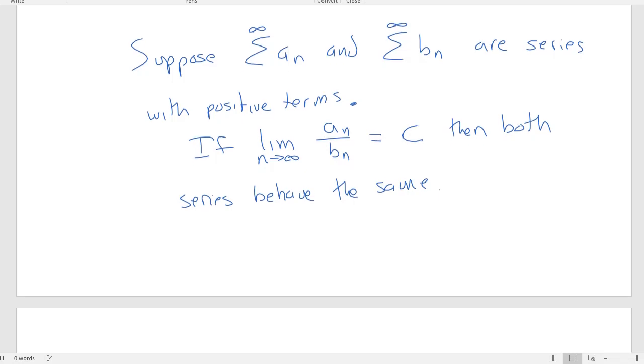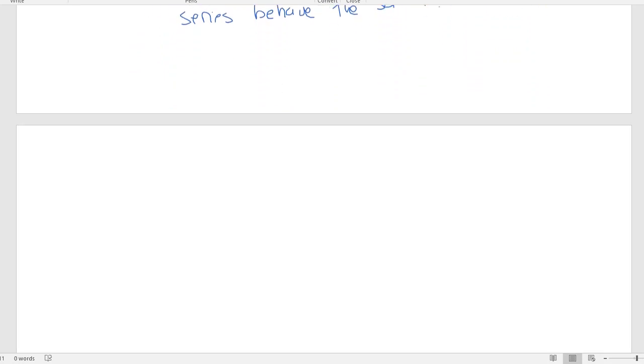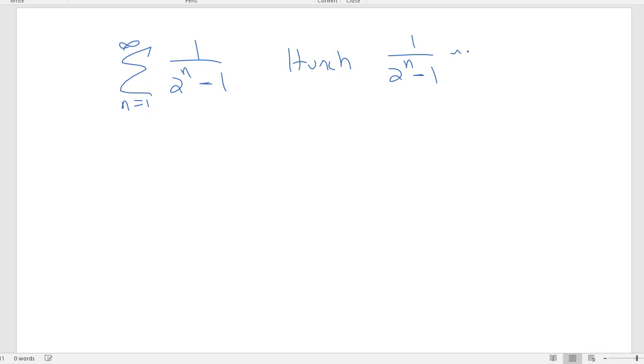So let's look at that last example that we were working on. We had a hunch that 1 over 2 to the n minus 1 converged, but we were not able to show that the inequality was true. So again, I just want to remind ourselves, we had the hunch that this was behaving like 1 over 2 to the n, and that was a convergent geometric series.